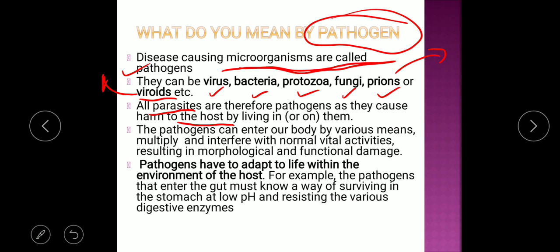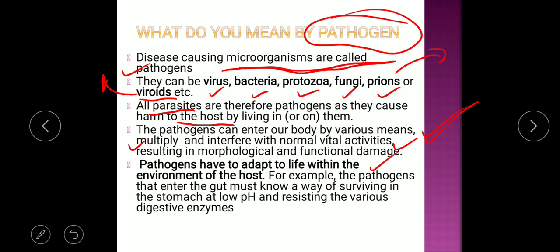The pathogen can enter the body by various means. There are a number of ways by which a pathogen can enter our body. They will multiply to increase their number, and they will interfere with the normal vital functions of the body. Like in human beings, it will restrict the normal processes of digestion, circulation, excretion, etc. So pathogens have to adapt to live within the environment of the host. The host's internal environment must be suitable, or the pathogen has to make it suitable for its own survival.